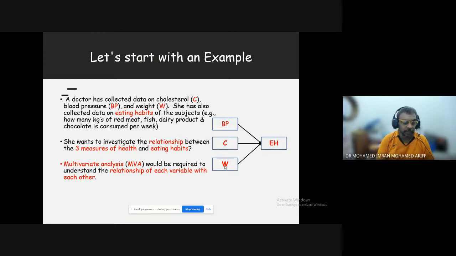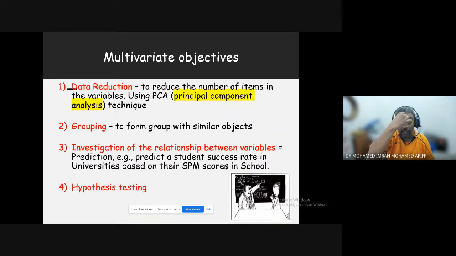Ada another variable. So we are not sure. So that's why we do a multivariate analysis. Okay. And another objective of why you want to do multivariate analysis is you want to reduce the number of items in the variable. So you use a technique called PCA, which we are going to cover soon. Okay. So data reduction is normally used to reduce the number of items.